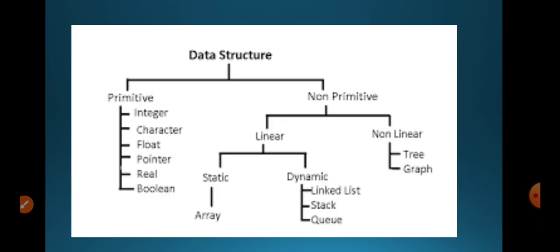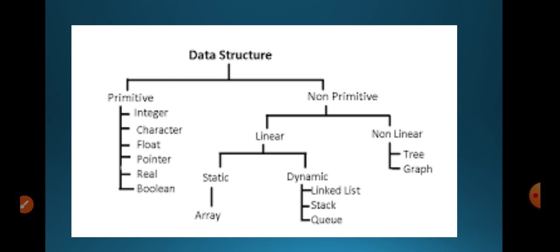Data structures can be classified into primitive and non-primitive data structures. Primitive data structures are nothing but the basic data types. All the basic data types belong to primitive data structures. Basic data types like integer, character, float, pointer, real and boolean belong to primitive data structures.